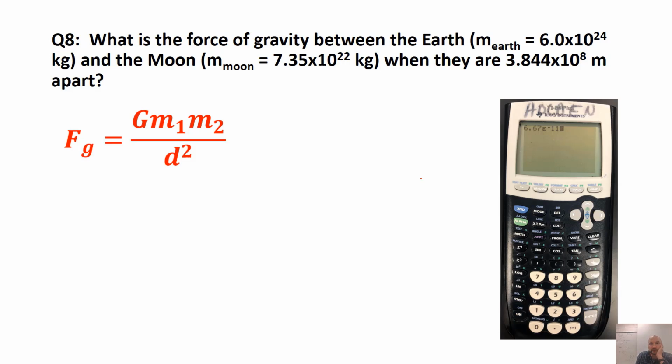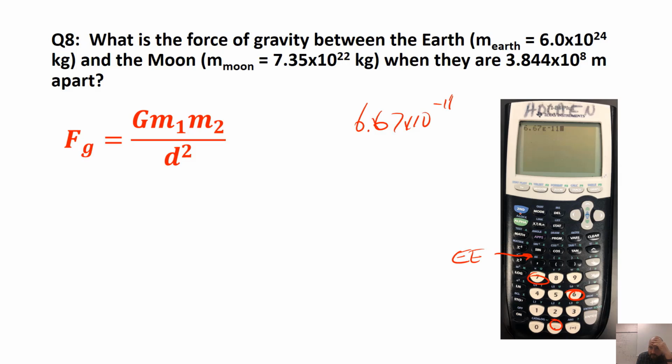Okay, so let's go ahead and do some practice problems. This one, there's a lot of big numbers. So I just want to show you, when you're typing in something like 6.67 times 10 to the negative 11th, I'm going to type in 6.67, and at that point I'm going to find this button right here where it says EE.